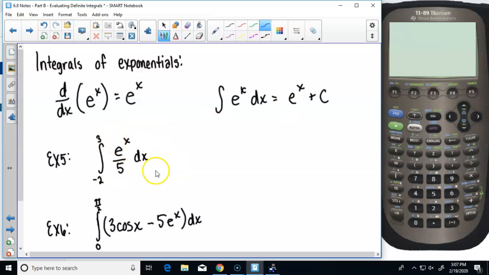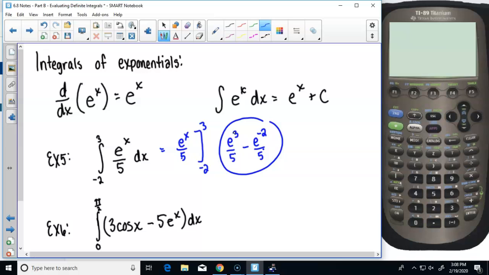So we probably won't have time to do both of these, but I'm just going to go ahead and do this one problem. If we have e to the x over 5, when we integrate it, we still get e to the x over 5. That over 5 is just a coefficient, so it's just going to stay. And so if we were evaluating this from -2 to 3, we would have e to the third over 5 minus e to the -2 over 5. And they might put some stuff together there or not. We're just going to leave it like that.